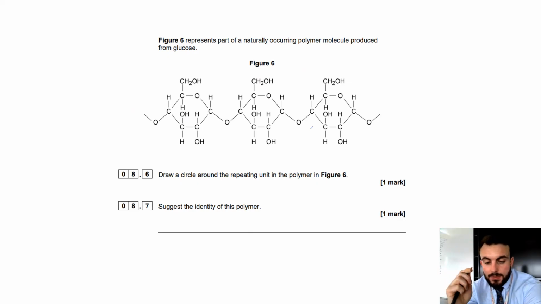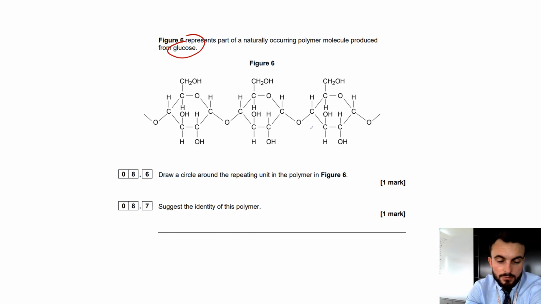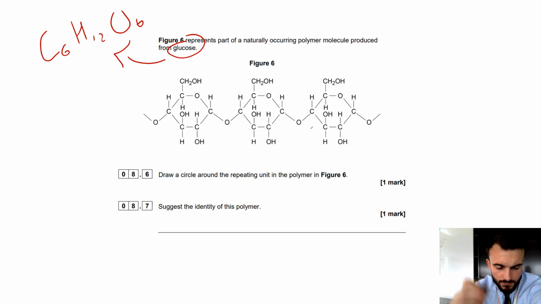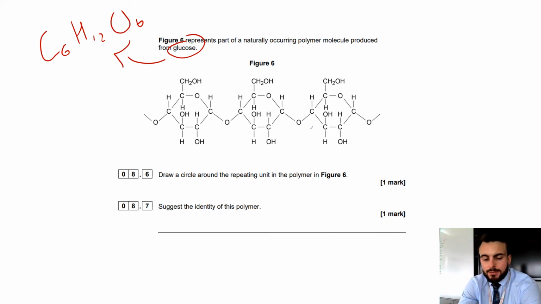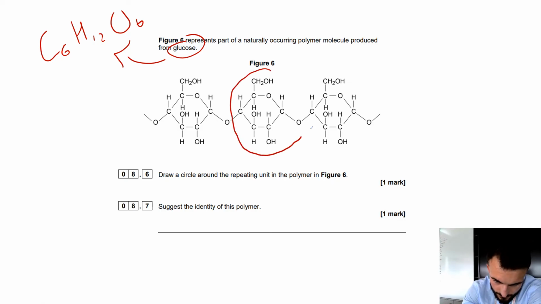Figure 6 represents part of a naturally occurring polymer molecule produced from glucose. Draw a circle around the repeating unit in the polymer in figure 6. So you just have to look at it and spot the pattern. Obviously there's 3 repeats there. Can you circle 1 repeat? Done.